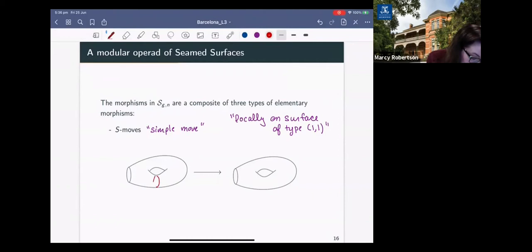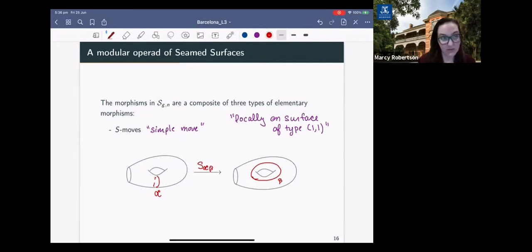And here I'm taking a nice part of my Pants, I have a curve alpha, and it's going to this curve beta, right? So this is a diffeomorphism, and I'll write it as S alpha beta, where I'm taking this curve to that point. Okay, so these are my 3 elementary moves that make up all of the diffeomorphisms of the surface.